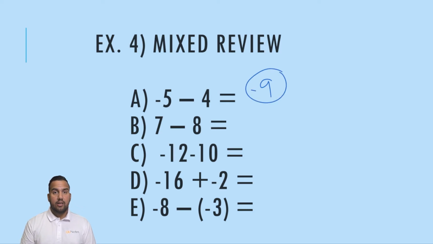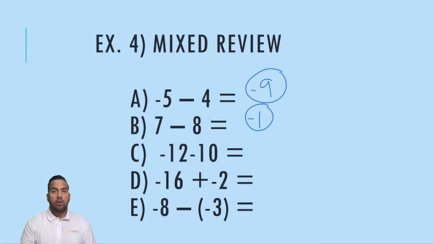B, 7 minus 8. How many negatives do you see? You see 1. When you see 1 negative, what do you do? You subtract. Bigger minus smaller. 8 minus 7 is 1. The bigger number is 8, and 8 is negative, so it's going to represent a -1.